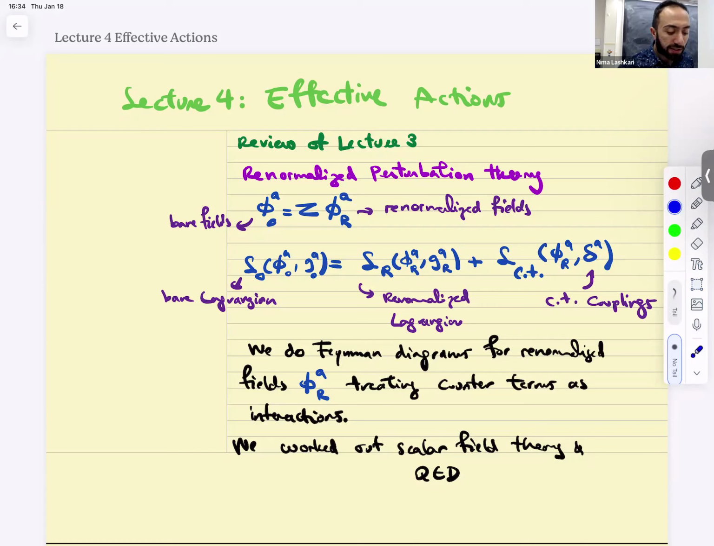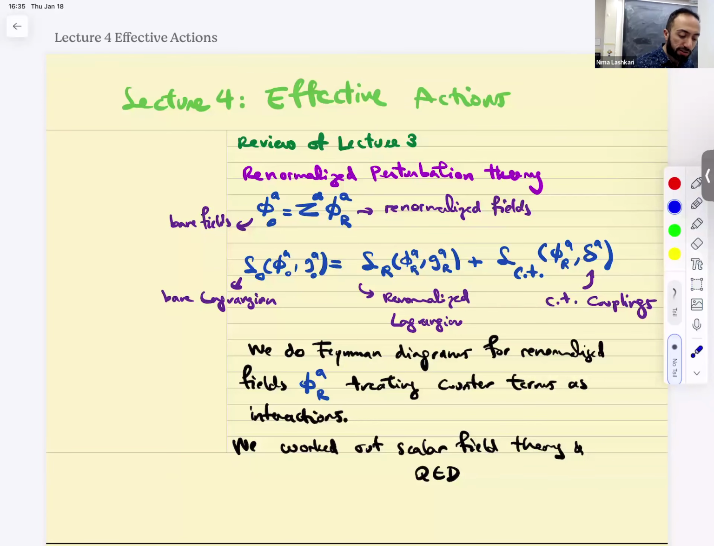So in the previous lecture, we discussed renormalized perturbation theory. The principle was pretty simple. You start with bare fields. These are the things that you put in the Lagrangian. Define renormalized fields with a bunch of renormalization coefficients, parameters. We call these Z_A. This is just some arbitrary constant we put in there. We call them the wave function renormalization.